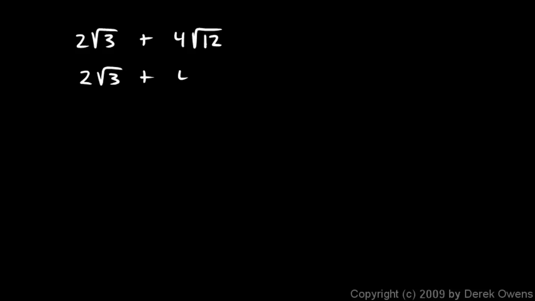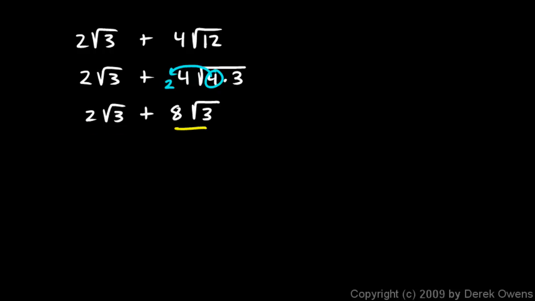2 root 3 plus 4 times the square root of 4 times 3. All I've done is change my 12 to a 4 times 3. I've factored it, and I know there's a perfect square factor. And this 4 pops out of there and becomes a 2. And so I end up with 2 times the square root of 3 over there, plus, and here I have a 2 times 4, plus 8 times the square root, and look at that, the square root of 3. So now I have like radicals, 2 root 3 plus 8 root 3, and those combine to give me 10 times the square root of 3.